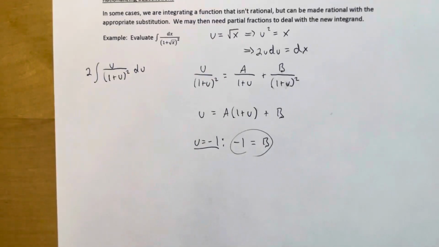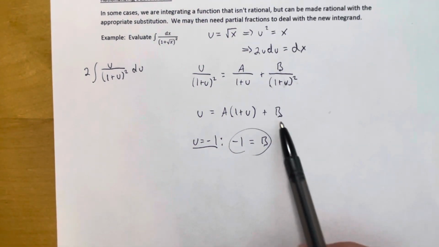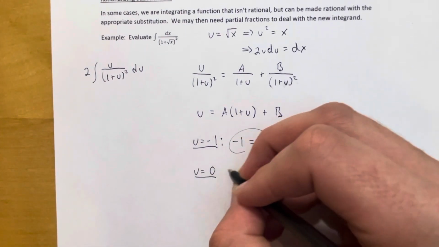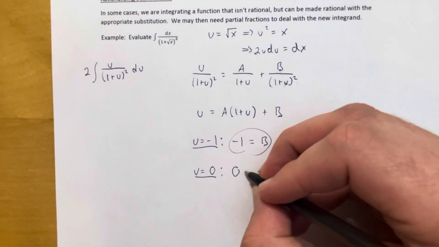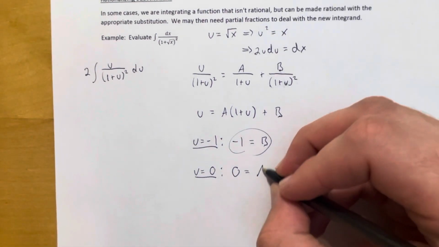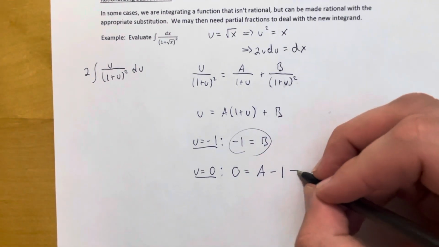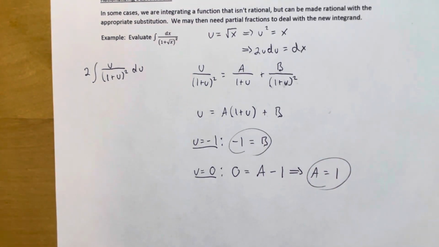B is -1. Now, I don't have anything that I'm multiplying to this b here to plug it in and turn it into a 0. So this is where we just pick some other number, something convenient. I'm going to use u equals 0, plug it into both sides and see what happens. My left side becomes 0. That's equal to a times 1 plus 0, which is just a, plus b, which we've now found is -1. That implies that a equals 1. So I've got my unknowns. I can put them in here and solve for that.